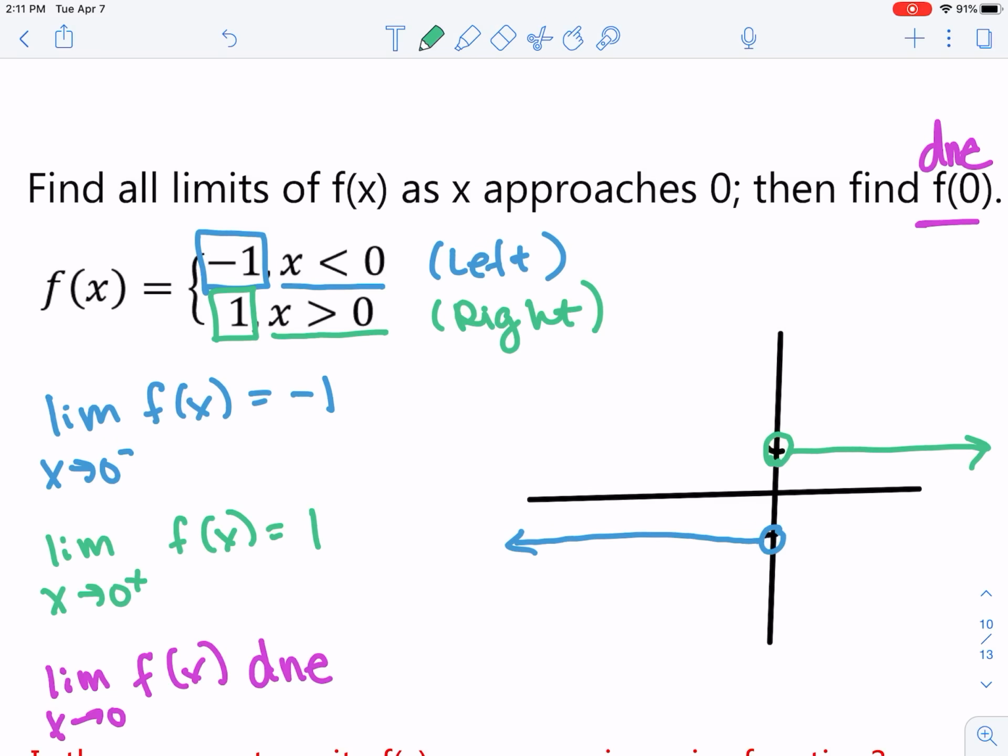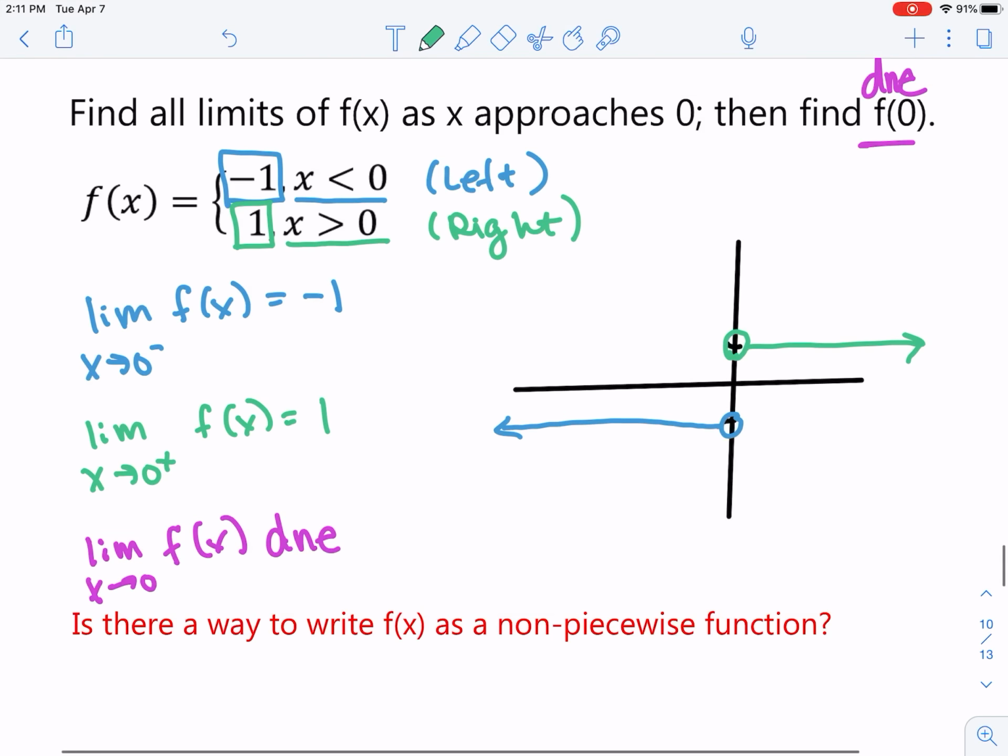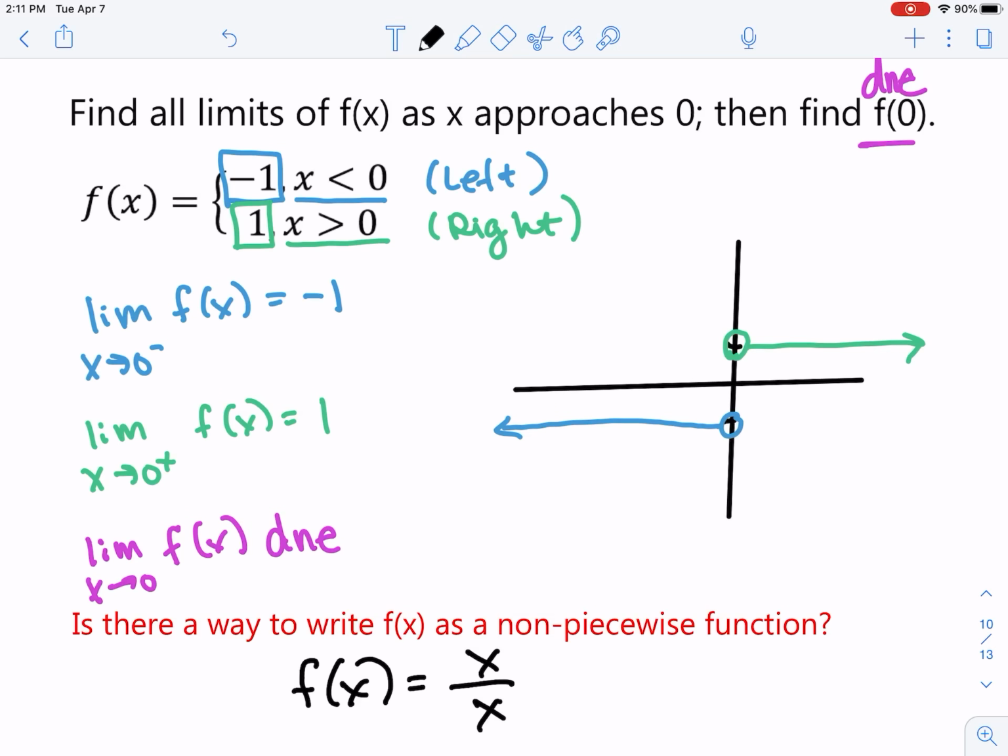This is actually a really common function in calculus, so I'm wondering if we can avoid that piecewise notation and get this into one nice f of x. Okay, let's think about it. Let's first think about that green segment, the positive x values. No matter what my input is, my output's always 1. One way to get 1 is just x over x, right? Anything over itself is 1. So this would check out for positive values.